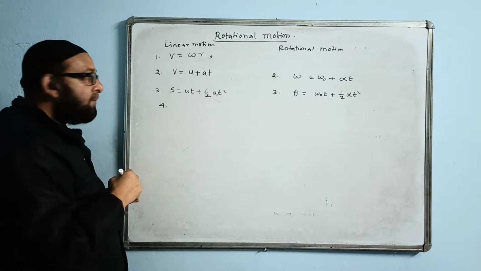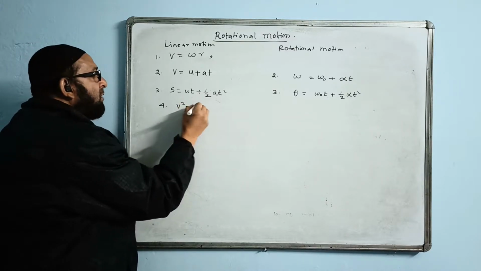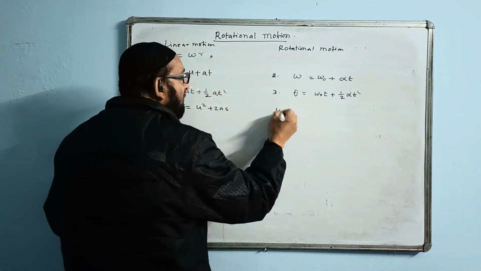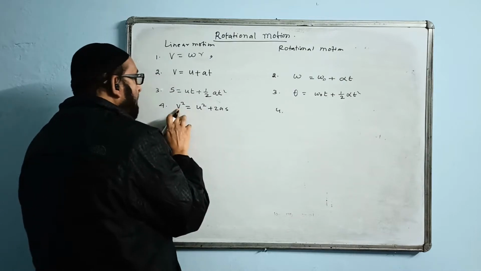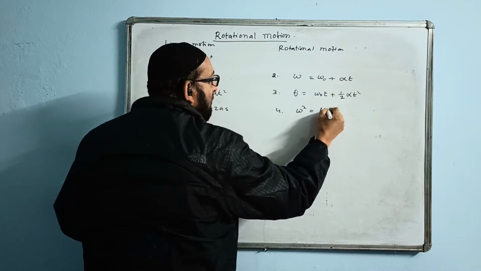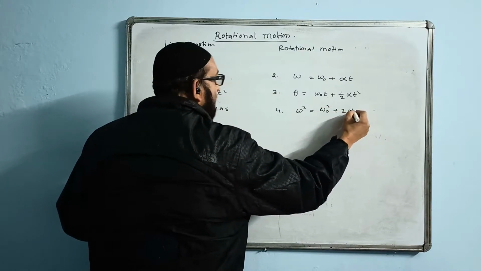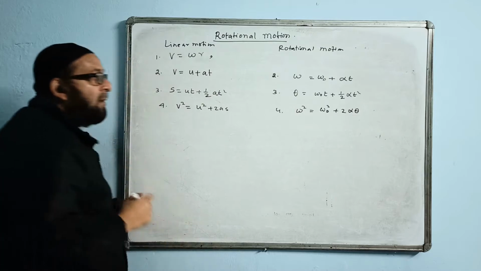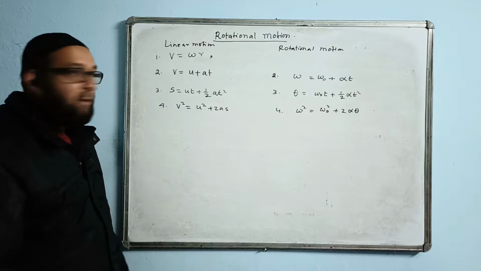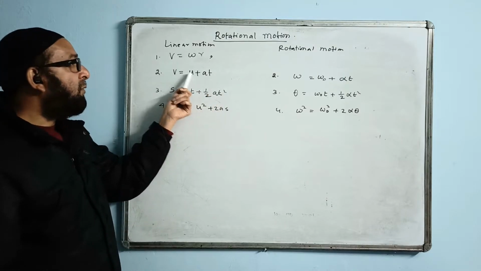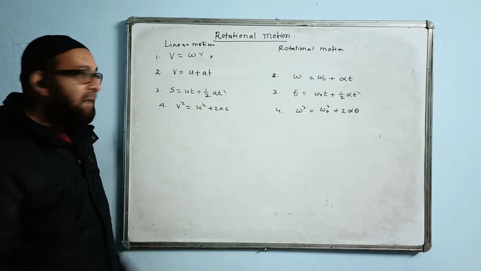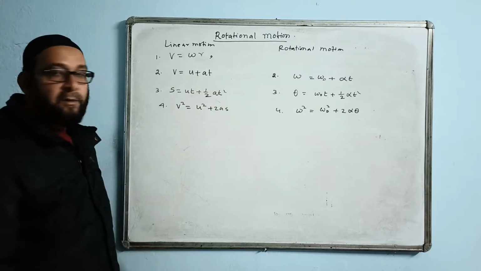Fourth one, we have the formula v squared is equal to u squared plus 2as. Here the same formula will change, and v becomes omega, so we write omega squared is equal to omega naught squared plus 2 alpha theta, where s becomes theta. So this is the formula. If we know this formula, automatically we can change it into the rotational motion formula. Instead of v we will write omega, instead of u we will write omega naught, a becomes alpha, t is t, and s becomes theta.